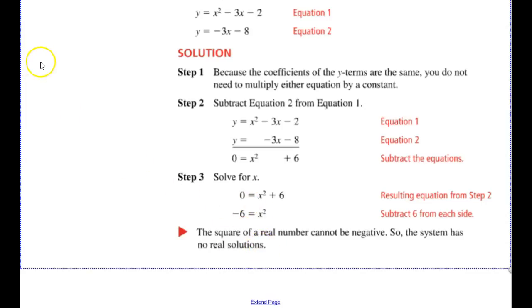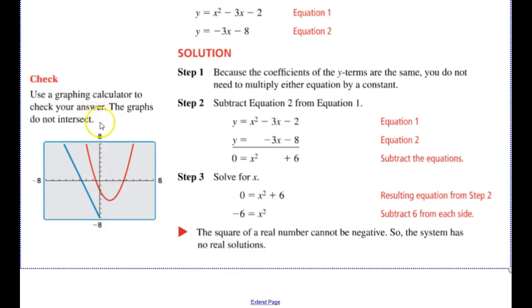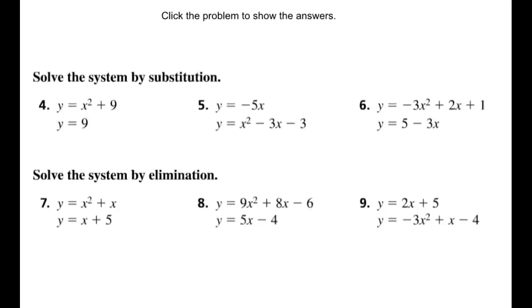And remember, that can happen if my graphs don't touch at all. So again, I can check this using a graphing calculator. I see I have my line and my quadratic, and they don't ever touch, so I know I was right in my math. So now here's a couple I want you to try. I want you to get comfortable with both substitution and elimination, because sometimes one will be easier than the other, and it's useful to know both strategies.